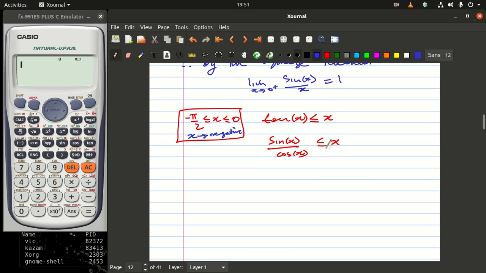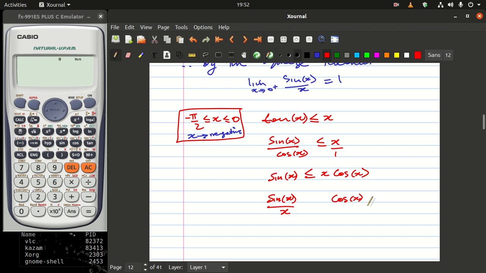So multiplying by the cosine function, the inequality is actually not going to change. So I will end up having sine of x less than or equal to x times cosine of x, because this is always going to be positive in the fourth quadrant. Now I have an x here, and the end goal is to have x in the denominator of sine. So I divide by x on both sides. So I'll end up having sine of x divided by x, and then I'm left with cosine of x now.